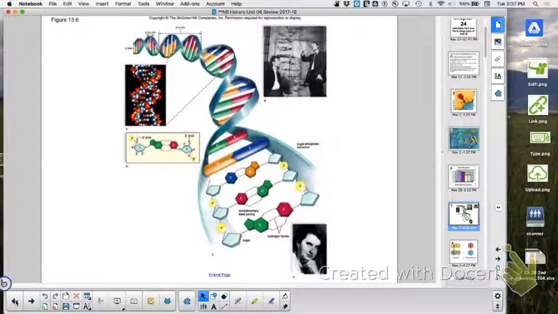So Watson and Crick were able to use all of that information in order to come up with the double helix structure. It's a twisted ladder. What holds the two sides of the ladder together? Hydrogen bonds. What's along the sides of the ladder? Phosphate sugar backbone. Good. All right.